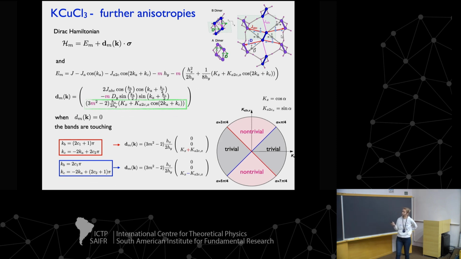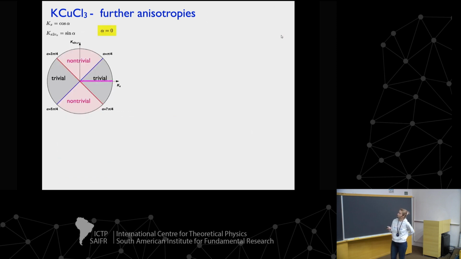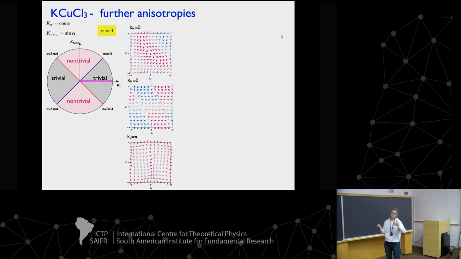So depending on the size or the ratio of these anisotropies, we can actually have Chern bands in this material. And one can see that, for example, setting this angle to be 0, so we have only the Kx anisotropy, then if we plot, along, of course it's a 3D material, so we can only plot skyrmions along some cuts. These are the skyrmions, or the lack of skyrmions, in the BC plane, the AC plane, and the AB plane in the Brillouin zone.